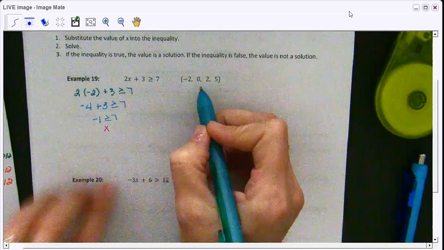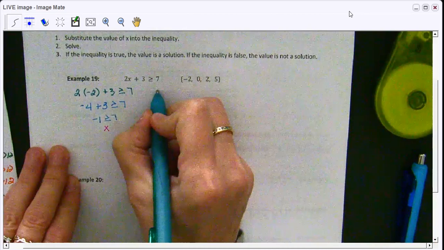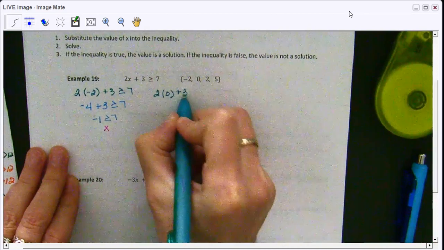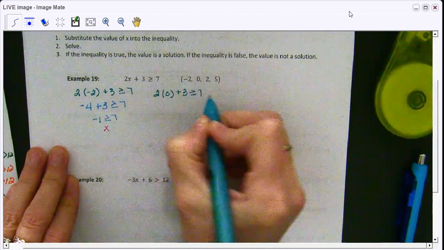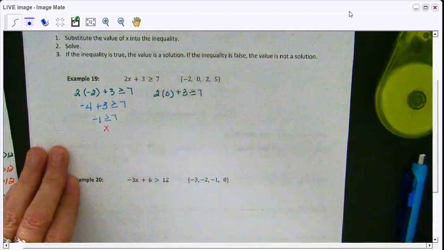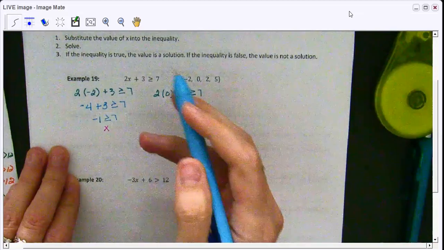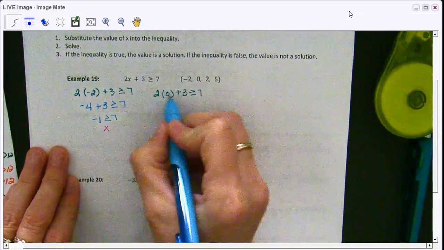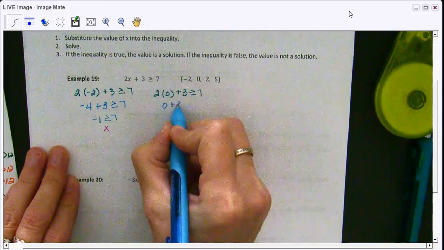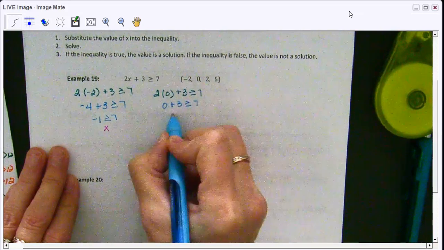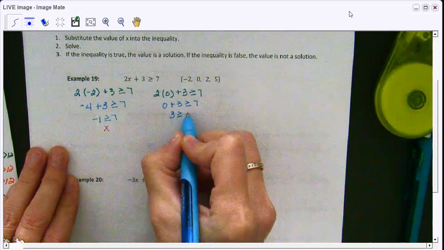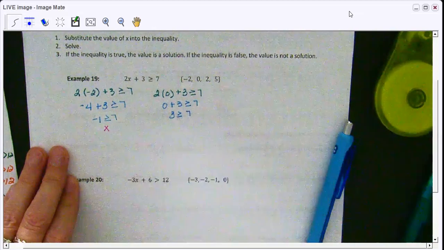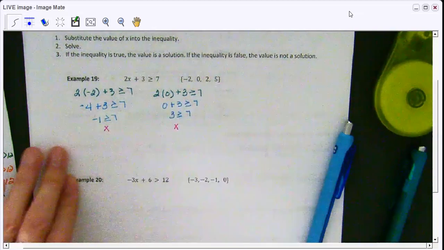We're going to do the same thing for 0. So we have 2 times 0 plus 3 is greater than or equal to 7. 2 times 0 is 0. 0 plus 3 is 3, and 3 is not greater than or equal to 7. So 0 is not a solution either.